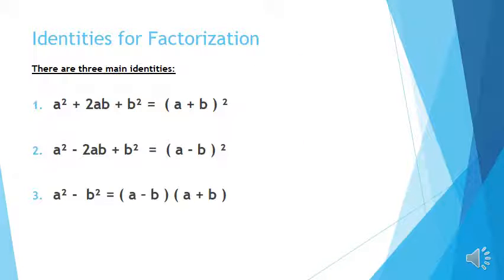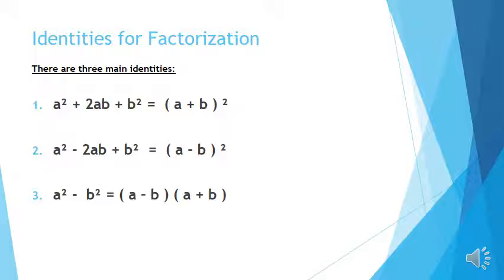Now let's discuss the identities of factorization. There are three main identities to be studied. The first identity is a squared plus 2ab plus b squared equals a plus b all squared. The second identity, a squared minus 2ab plus b squared equals a minus b all squared. And the third identity, a squared minus b squared equals a minus b between parentheses multiplied by a plus b.